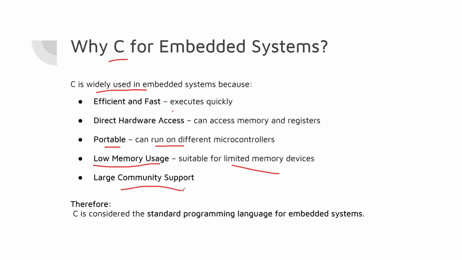Then, we all know very well that C has larger community support. It has extensive library files, tools and documents. So it gives more community support for embedded system. Therefore, C is considered the standard programming language for embedded system.